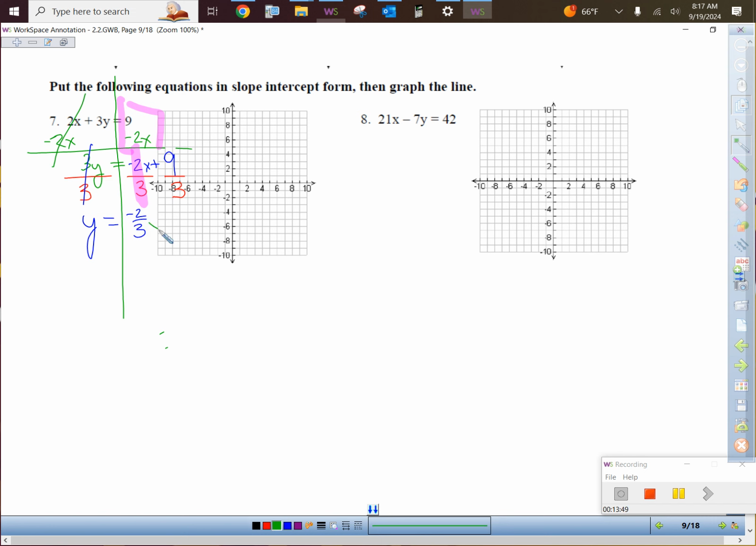There is an x next to it. And most of the time, until we start getting super advanced, that should come out pretty nice right there. What's 9 divided by 3? That's 3. And it is positive. Are you okay with that?